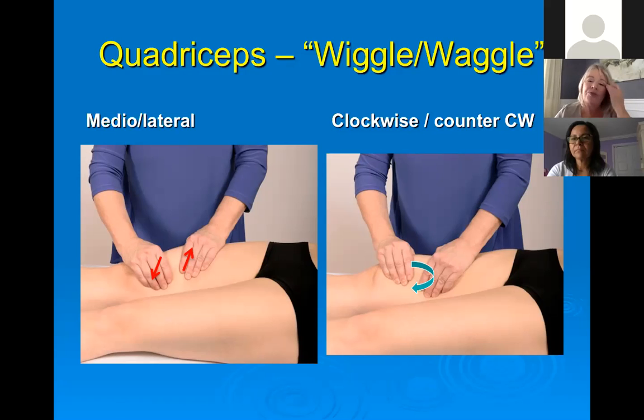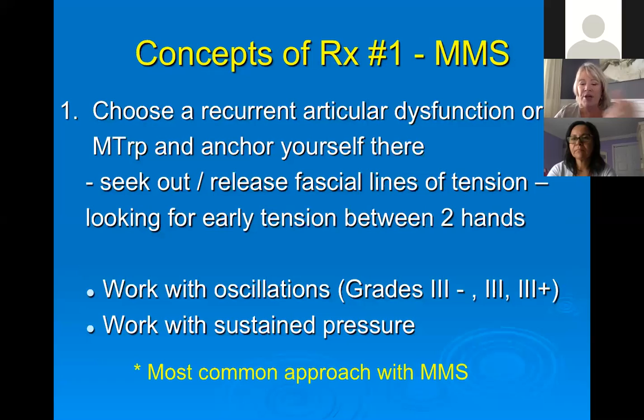And you can also move the tissues in a clockwise, counterclockwise direction and see if there's any restriction under your hand. Now, the next few techniques will be using this particular concept, which is that we choose a recurrent articular dysfunction or a trigger point that is recurrent, or tension that keeps recurring in a muscle. You anchor yourself there. And then you seek out and release fascial lines of tension, looking for the early tension between the two hands. And so once you have that, you can either work with oscillations, and that's grade 3 minus, 3 plus as a progression, or you can work with a sustained pressure. And it's the most common approach with MMS.